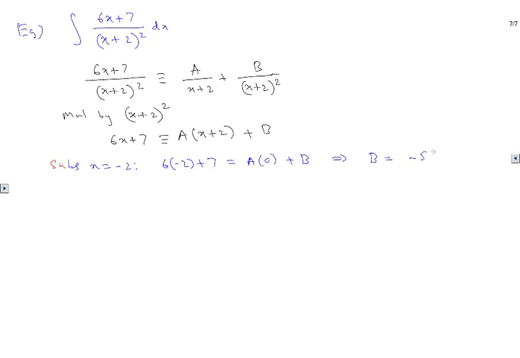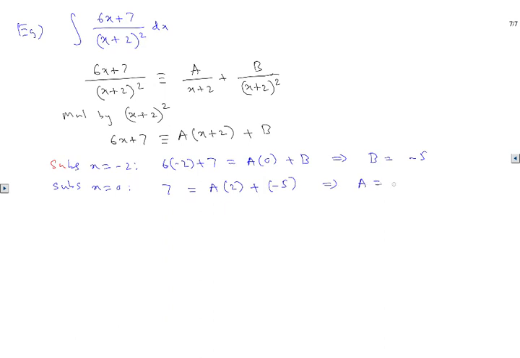Good. Now you can see that in this identity you can pretty much substitute anything you want. Most of the time the easiest number to substitute is 0, so we can substitute x equal 0. If you plug in x equal 0, you get 7 equal a times 2 plus b, which is -5.